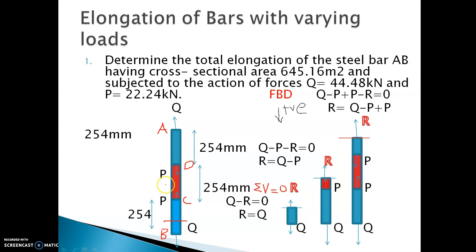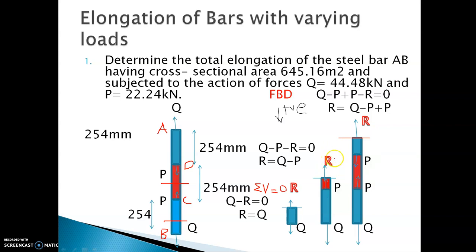So now let us consider another section line passing through the portion CD. When you take the equilibrium of the portions below this section line, we can draw the free body diagram separately. This portion is subjected to a load Q, and at this portion you have the load P. Let us assume that the resultant reactive force is R, acting upwards.